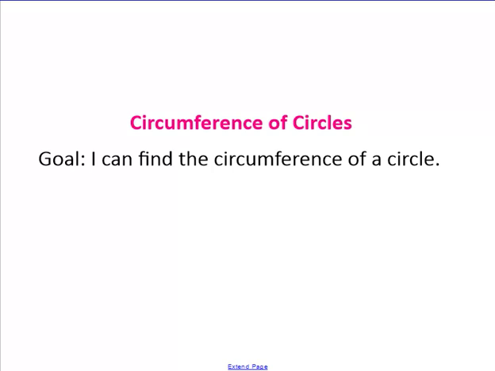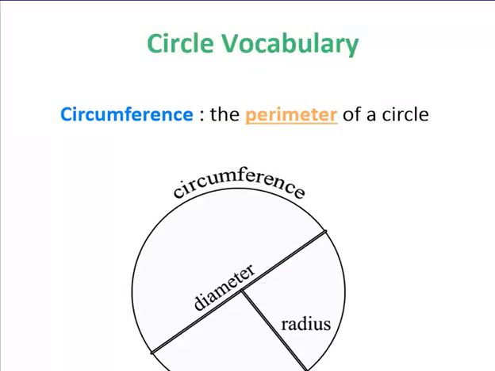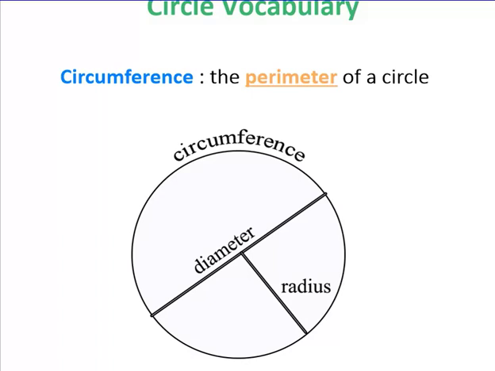Alright, so in this video, we're going to talk about the circumference of circles. So circumference is different from area, and that's what we're going to go ahead and talk about now. So for your vocabulary word for this, circumference is the perimeter of a circle.